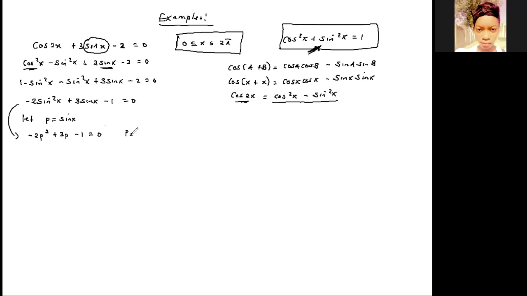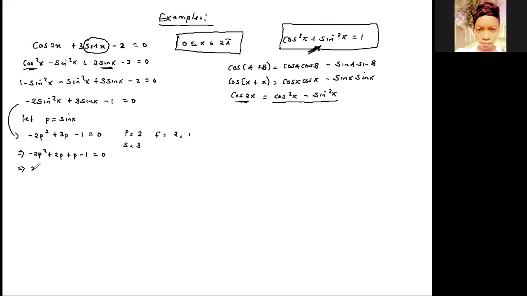The product is negative 2 times negative 1, which is 2. The sum is 3. And because that's the case, then we'll have negative 2p squared. So I'm looking for the factors. What would be the factors? Of course, 2 and 1. They must all be positive. Yes, so negative 2p squared plus 2p plus p minus 1 is 0.